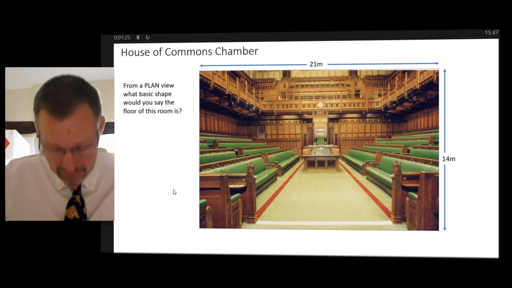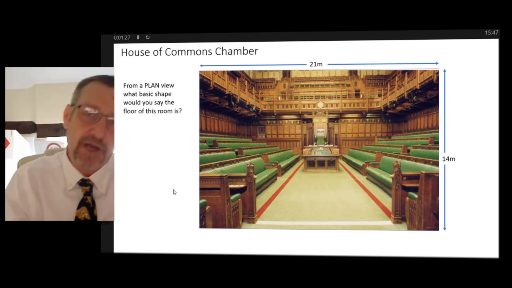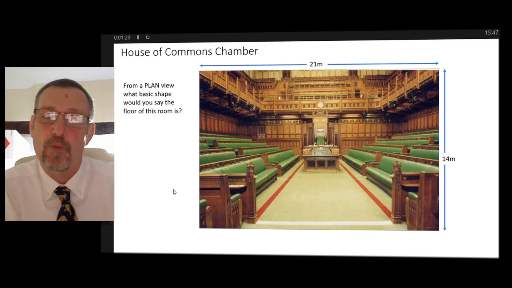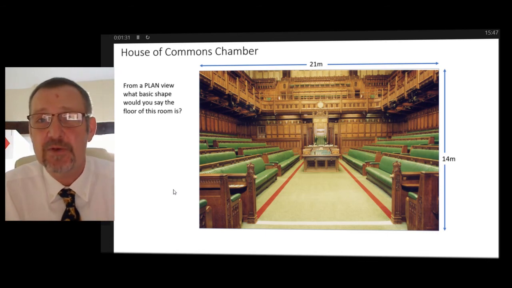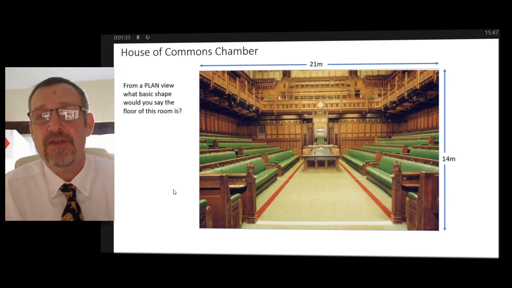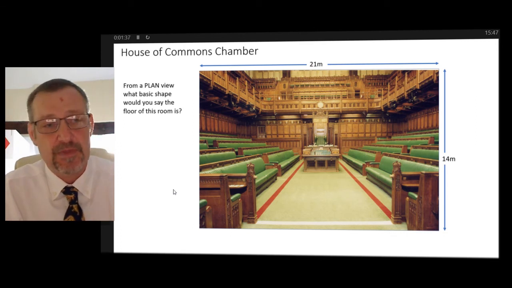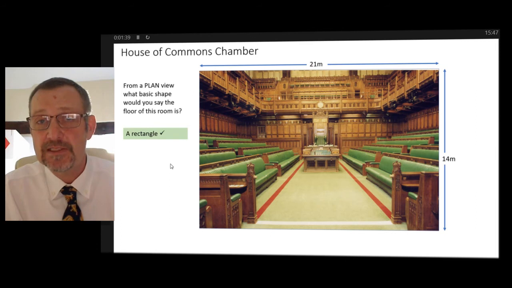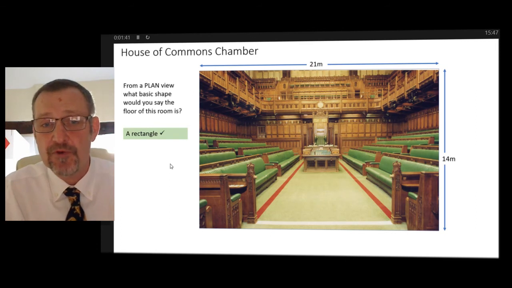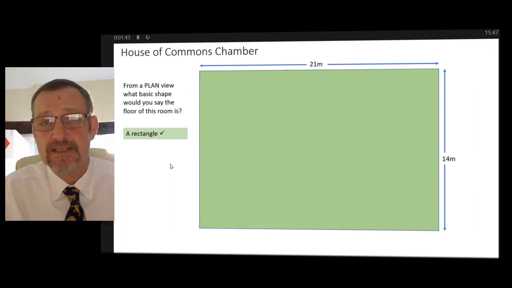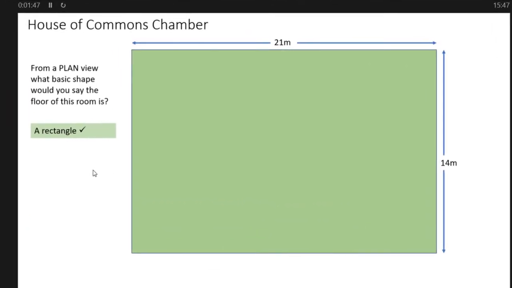If we're looking down from above, we're looking down on top of this, what kind of basic shape have we got as the floor plan? Now, when I ask these questions, you should pause the video, think about what your answer is, and then come back to see whether or not you got it right. So in this case, it's a rectangle. Looking down from on top, we have a very simple rectangle. And the House of Commons is 21 meters long and 14 meters wide.